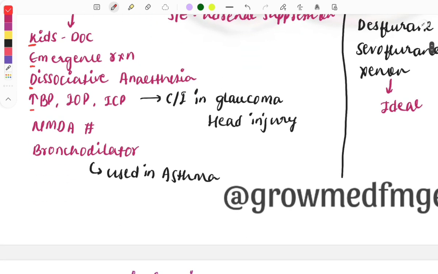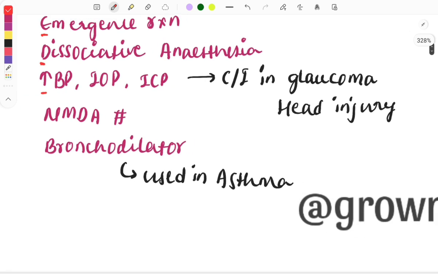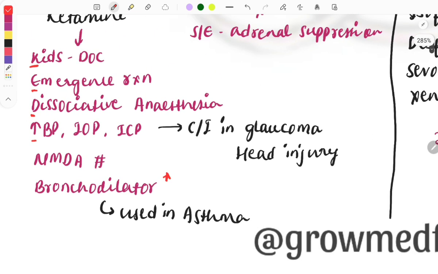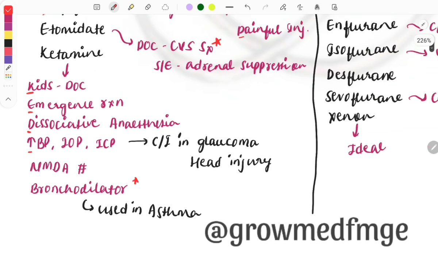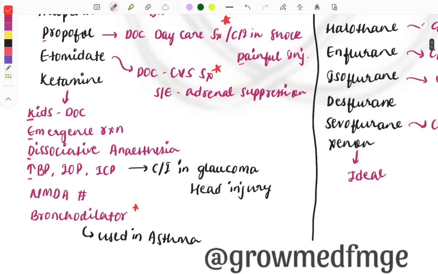Then it is an NMDA receptor blocker and a bronchodilator. So it is an excellent bronchodilator, so it is used in case of asthma. So these are the things which you must remember from ketamine.